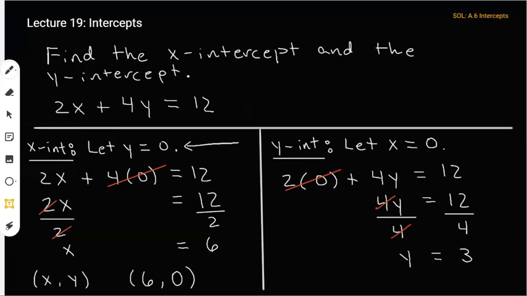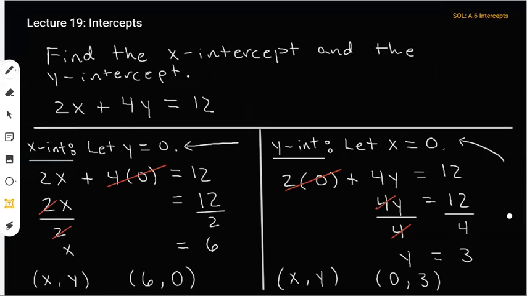So when I write my ordered pair, x comma y, I'm going to let the y value be 3. But I'm going to let the x value be 0 because we already assumed that x was going to be 0 before we even started.